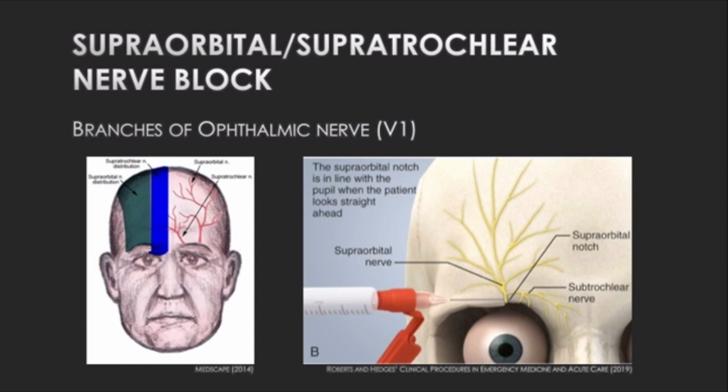The supraorbital nerve comes out of your supraorbital foramen, and how you identify that is to have the patient look straight ahead, look at where the mid pupil is, and draw a straight vertical line. You can also feel this on your own eyebrow. You should feel a little notch right there.